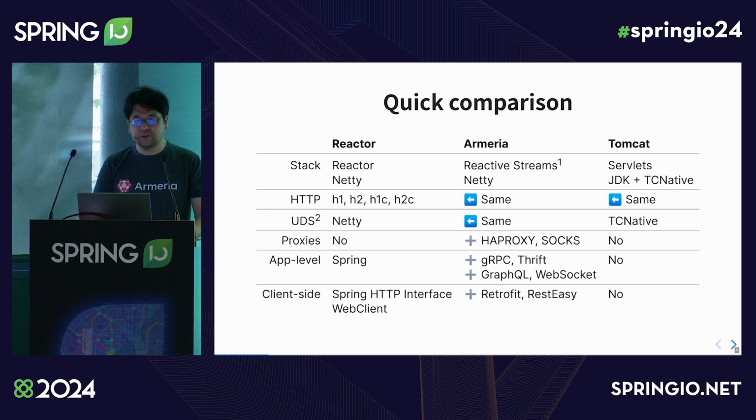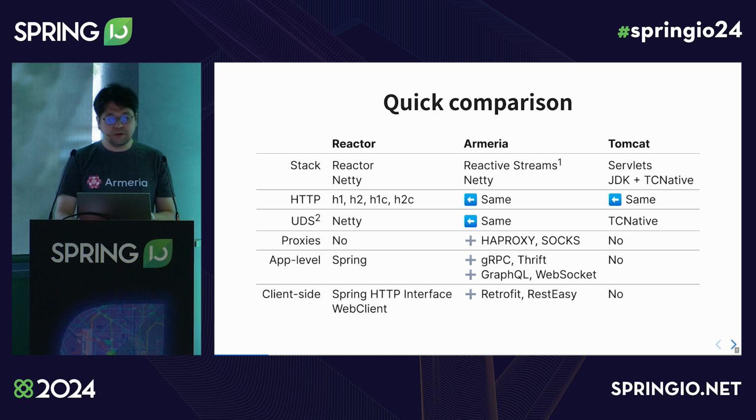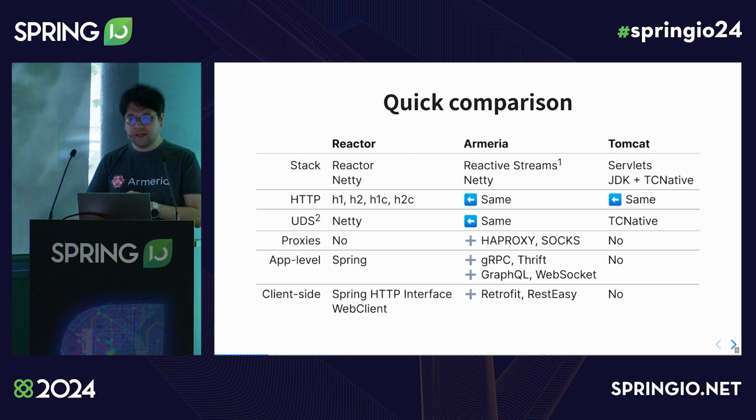And same story with Unix domain sockets. Unix domain sockets are supported by all three as of today. But if you're stuck with an old version, Armeria can be useful. And besides that, Armeria has good support for proxy protocols like HAProxy and SOCKS. HAProxy is the protocol used by HAProxy as well as Amazon Web Services Elastic Load Balancer. So you don't need to rely on HTTP headers like X-Forwarded-For if you use these kinds of protocols.